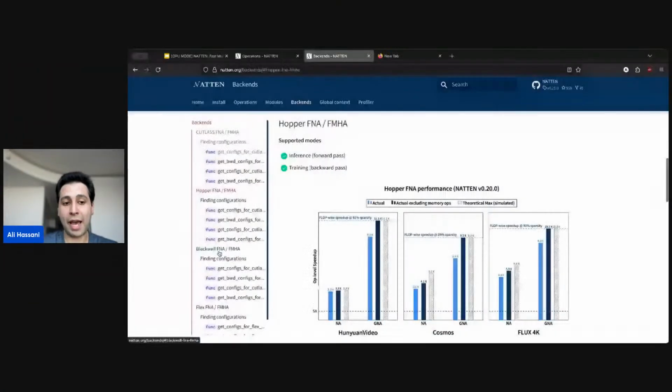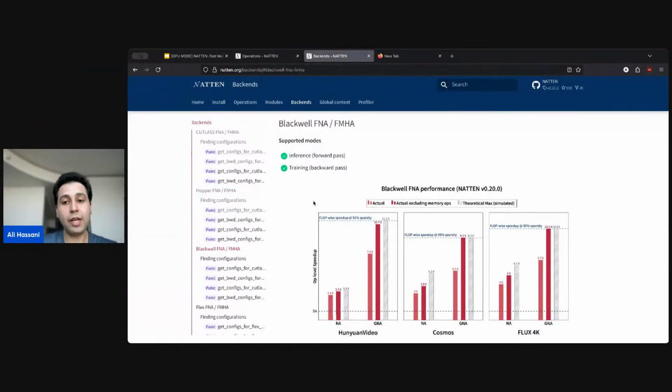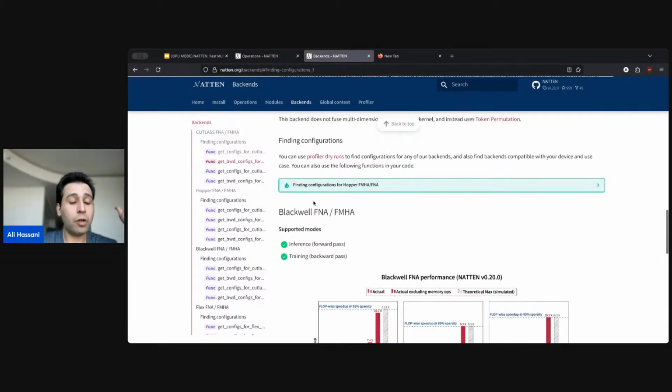And so primarily the things to look out for are what's the backend. Like I said, we have our Cutlass FNA/FMHA, which is the same FNA kernels we did last year, and as I said, it obviously has that software predication overhead. So performance might not be as good as you might expect. We also note that in our backend pages. But then there's also our Hopper FNA or FMHA backend and Blackwell backend, and these can get you very good performance.